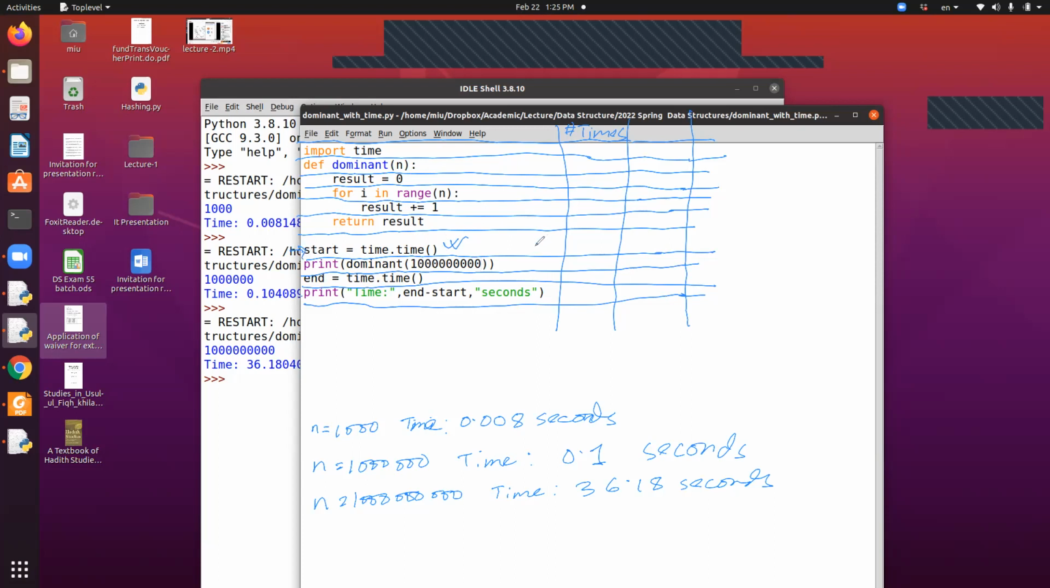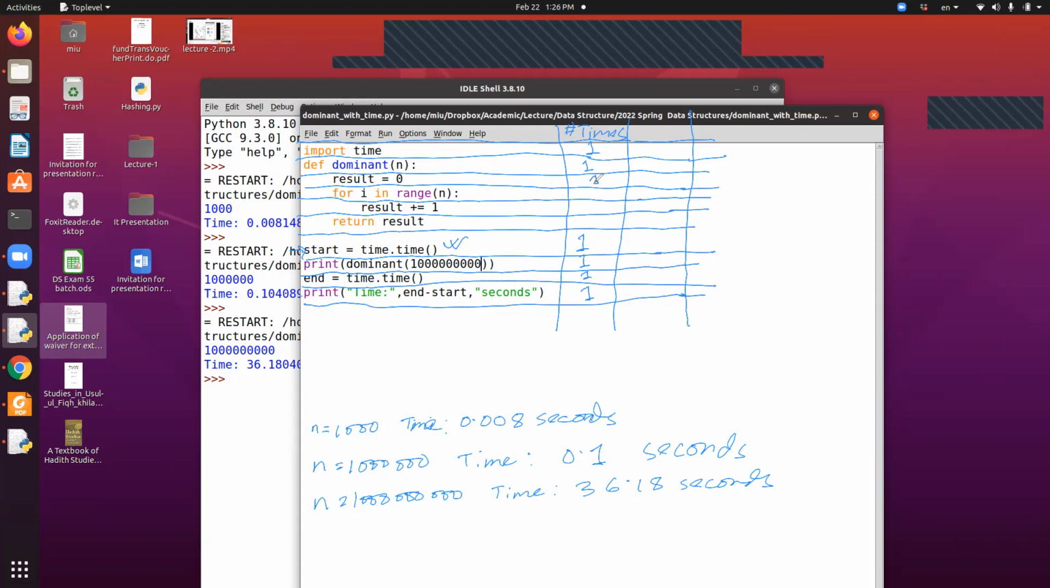How many times is this particular line executed? Once. Very good, excellent. So only once. Whatever this line is, only once, very good, excellent. What about this line? Only once. Now come to this point. What about this line? Only once. What about this line? Result is equal to zero. How many times? One time.